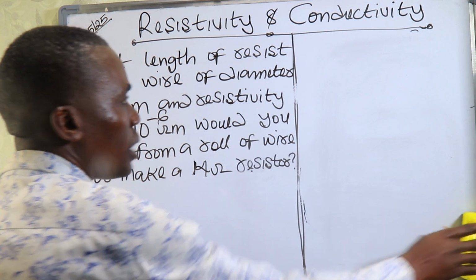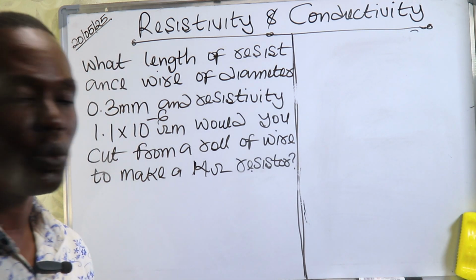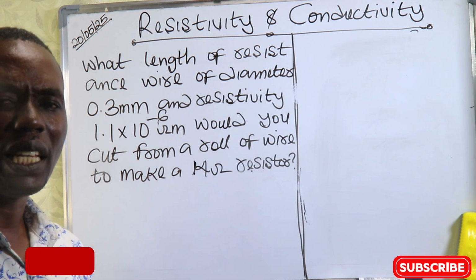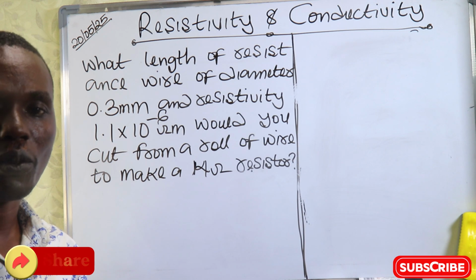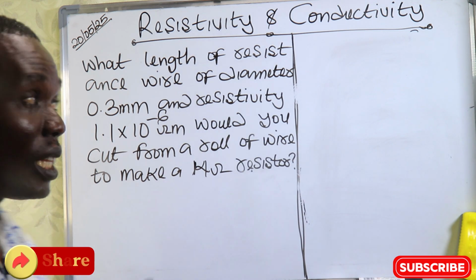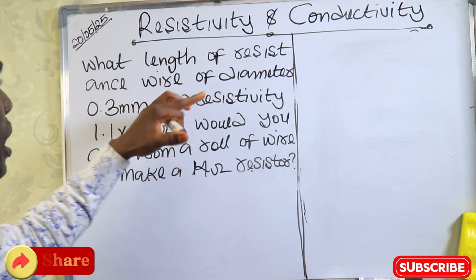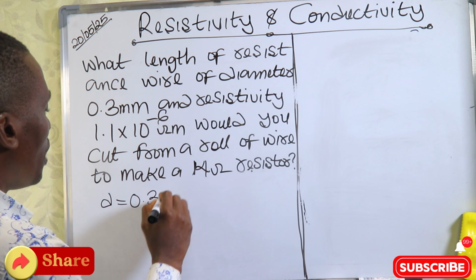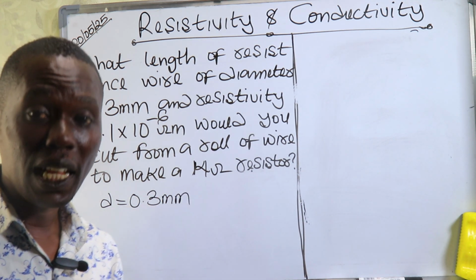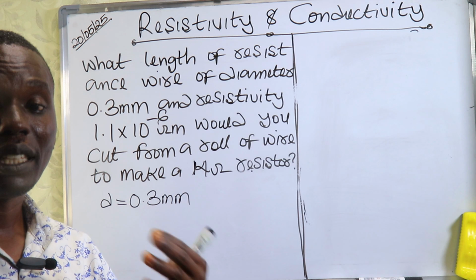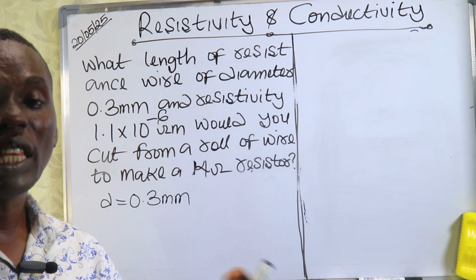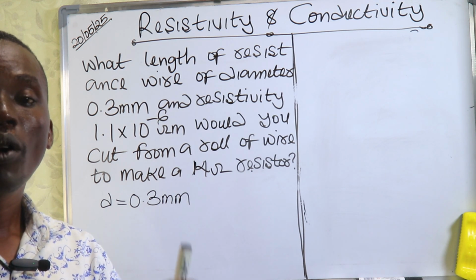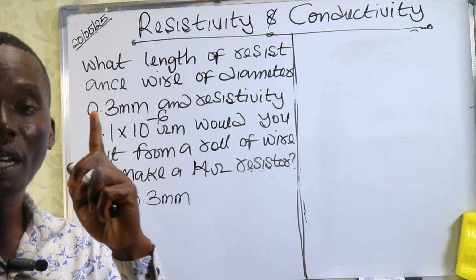To apply this formula and solve that question, the first thing I tell my students is, if they give you any question like this, first of all ask yourself: what do they give me in this question? What do they say I should look for, and which formula could I use? For this question, they give us the diameter, equal to 0.3 millimeter. The unit of length is meter, so we need to convert that millimeter to meter. Remember that 1000 millimeter make 1 meter.